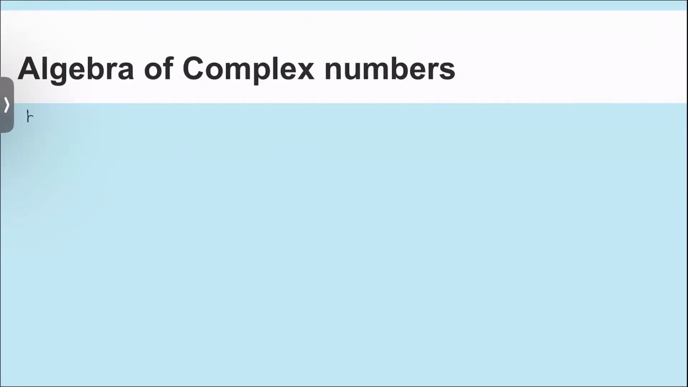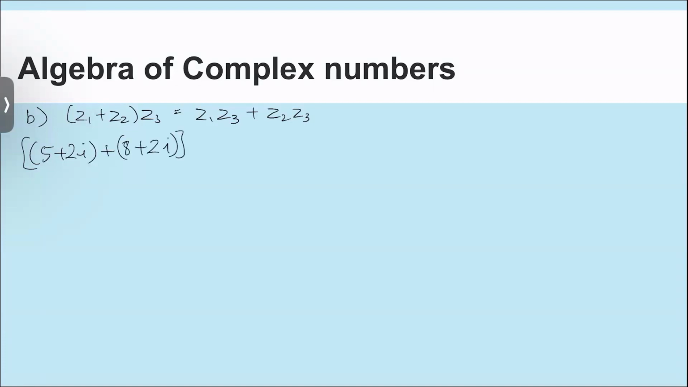So the next property that we want to see if it is valid or not is Z1 plus Z2 times Z3 equals Z1 Z3 plus Z2 Z3. So if you solve, we are taking Z1 as 5 plus 2i, plus the Z2 we had taken as 8 plus 2i, the whole thing multiplied by 5 plus 3i.